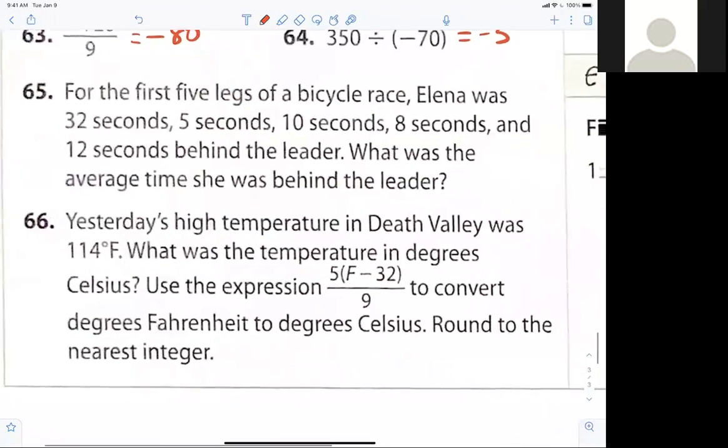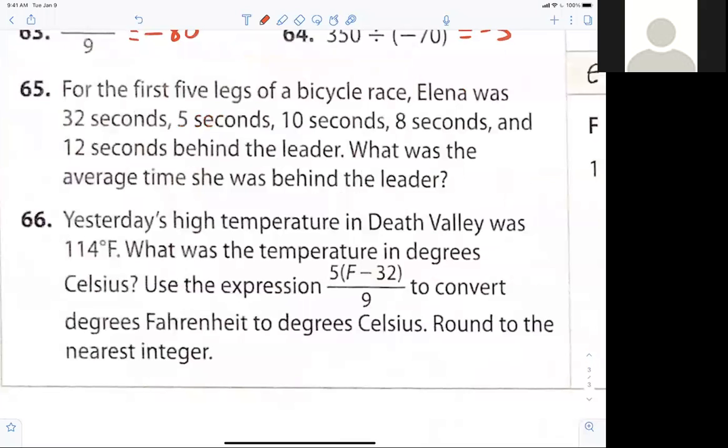I don't understand this. Well, that's okay. Just read it to me. The first 5 legs of a bicycle race, Elena was 32 seconds, 5 seconds, 10 seconds, 8 seconds, and 12 seconds behind the leader. What is the average time she's behind? So if she's behind, is that a positive or a negative? Negative. Right, so all those are really negatives, correct? So we have to find the average.